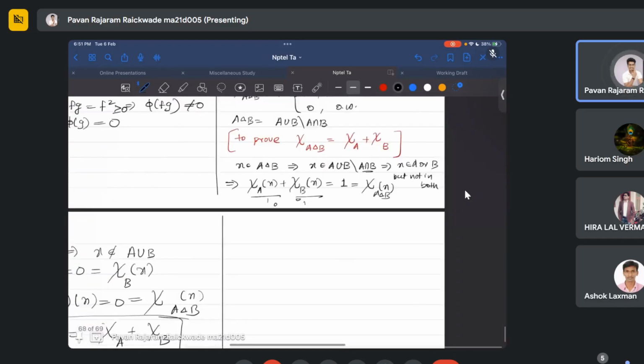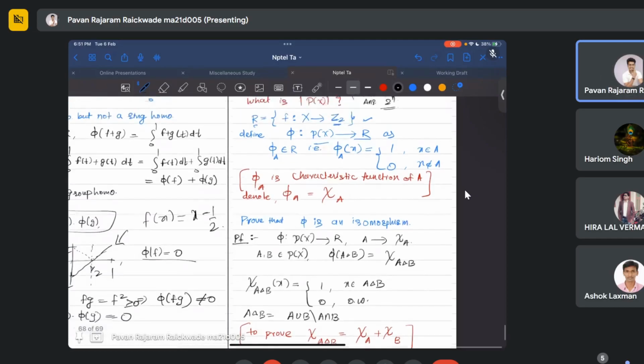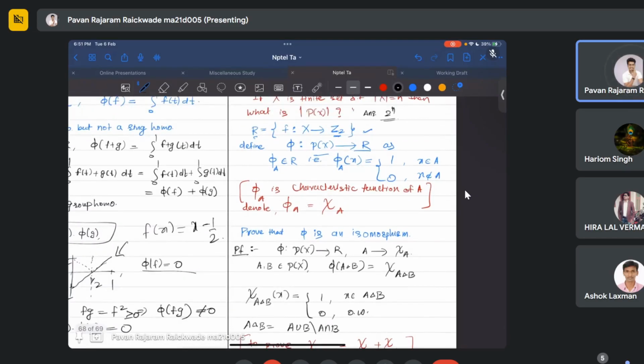Now, what was the question? I want you to show that phi is an isomorphism. So I want to show it is bijective. How can I show now that the mapping phi is bijective? Anyone can try. I have shown that it's a ring homomorphism, so the only part remaining is to show that the mapping phi is one-one and onto.